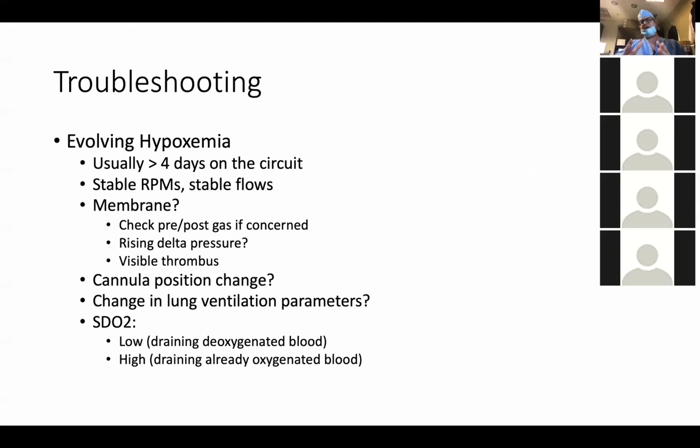Next up comes evolving hypoxemia. All right, this is something, again, that will bug you. We're seeing reports from Iran and China, 9 to 14 days average circuit run time for coronavirus. This is telling us that we need to be thinking of kind of long-term ECMO complications.